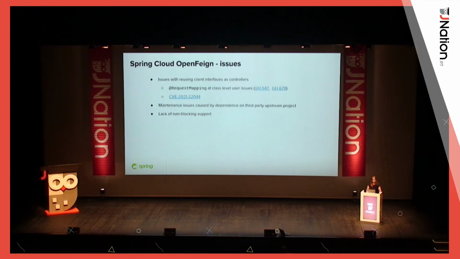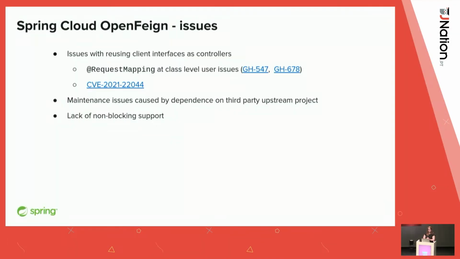But over time, we have had issues with this project. First of all, the request mapping annotation in a controller, we would be able to use it at class level. But if we are going to use it at the client or interface level, it is causing many issues, and it has caused even a CVE. It has been something that we have been discouraging people from doing in the docs, but still, since this annotation was supported, a lot of users tried using it in this way, and it was not good.